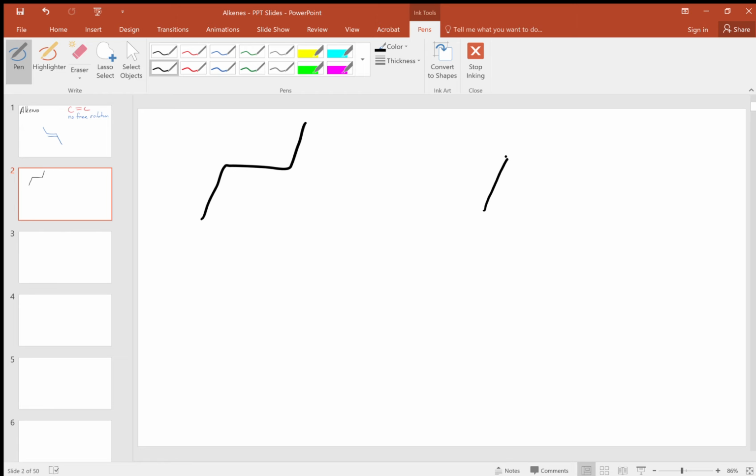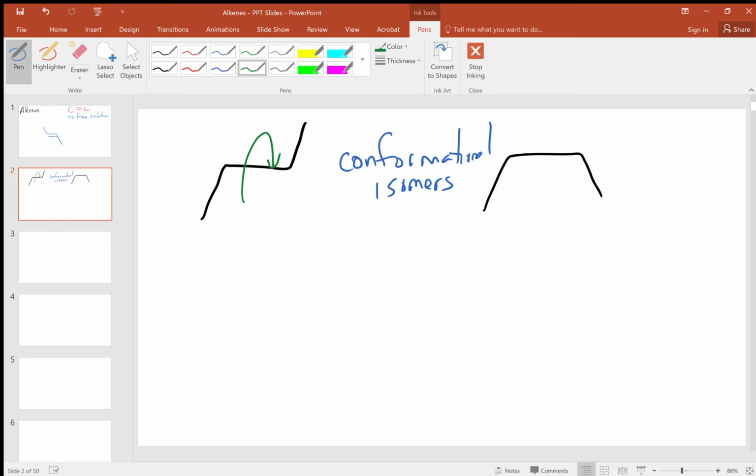So if I drew these 2 molecules, are these the same molecules or are they different molecules? So we would say that these are conformational isomers of butane. In fact, we covered this when we were talking about Newman projections. To get from one structure to the other, all we have to do is rotate about this carbon-carbon single bond.